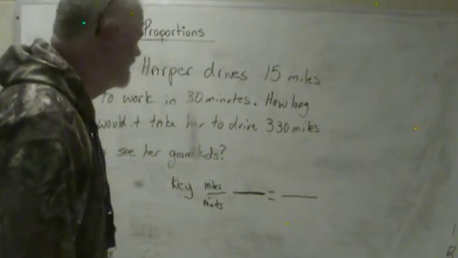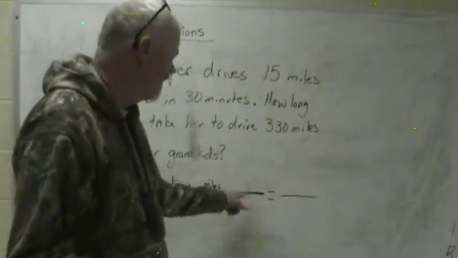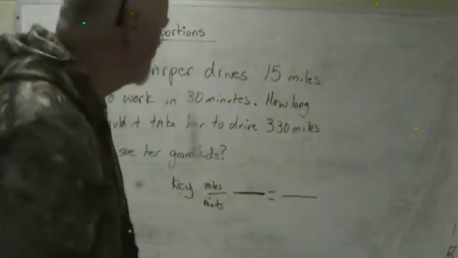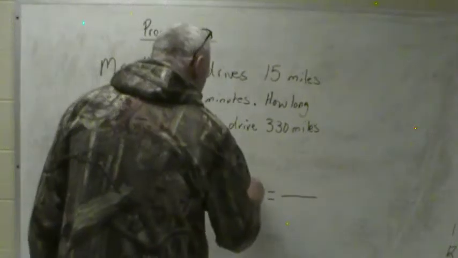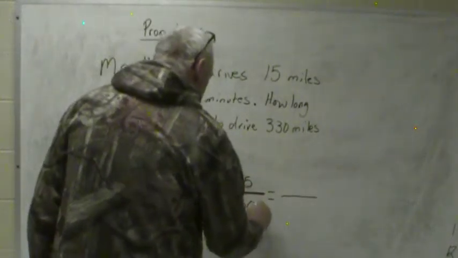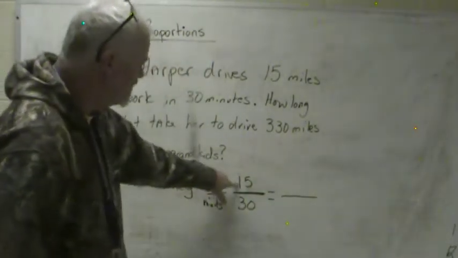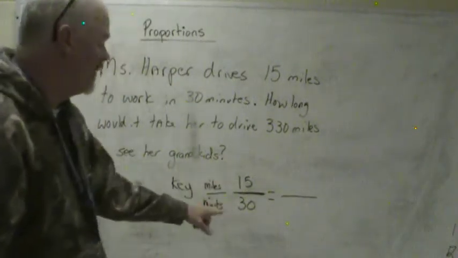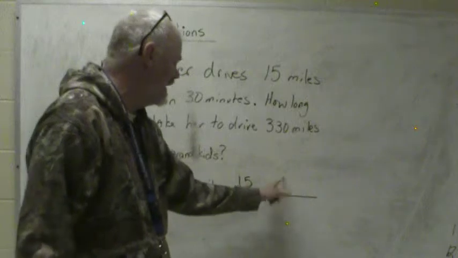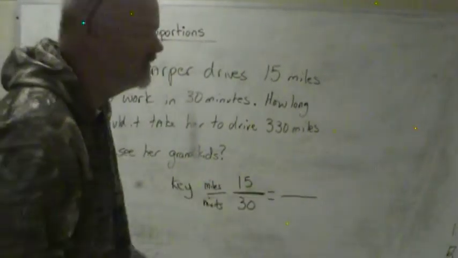Miles and minutes. And then ask yourself, in this first empty proportion, what do you know for sure? What are they telling me? Well, they're telling me Miss Harper drives 15 miles in 30 minutes. Remember, I got my miles up here and my minutes here. I can't crisscross them now. Now, whatever they give me next, miles or minutes, I got to put it in the right place. So let's see what they give me.